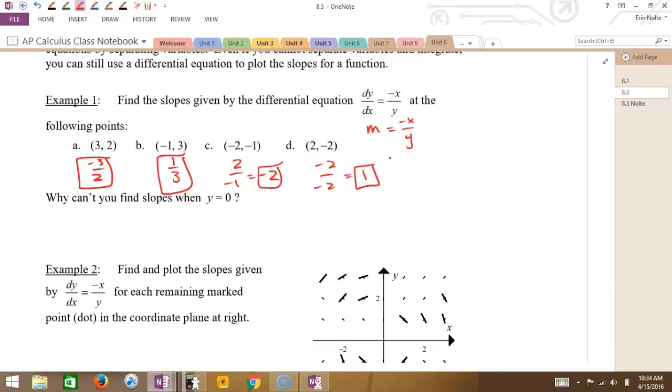Learn something. All right. Why can't you find slopes, and why? Tell me why. Why can you not find the slopes when y is 0? Because the denominator makes 0, and you cannot divide by 0. Undefined slope. That's a really big idea. Remember, if I have an undefined slope, what kind of line are we talking about? Vertical line. Keep that in mind.